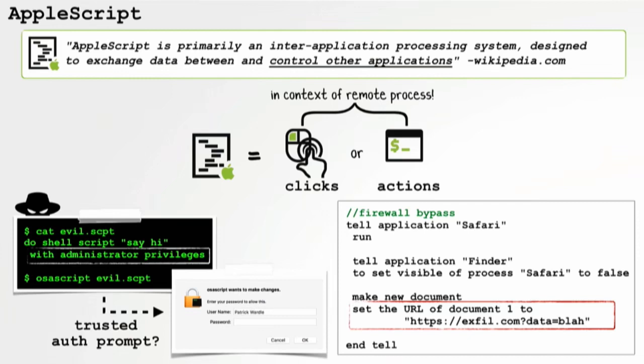So in terms of AppleScript actions, for example, you can very easily in a few lines of code display an authentication prompt, for example, to locally phish for the user's password. The user might be tricked into believing this is legitimate and provide their credentials.